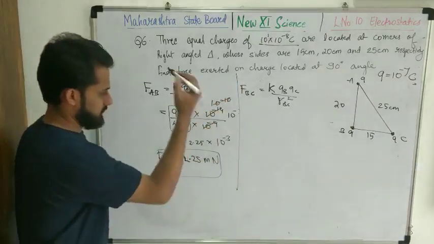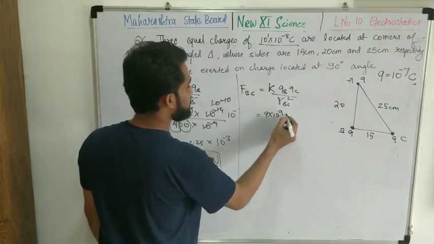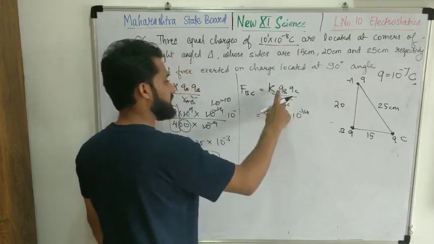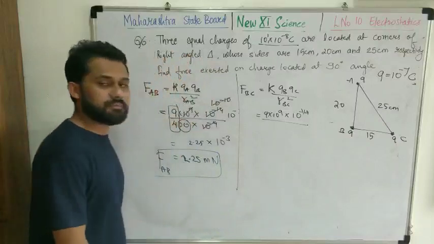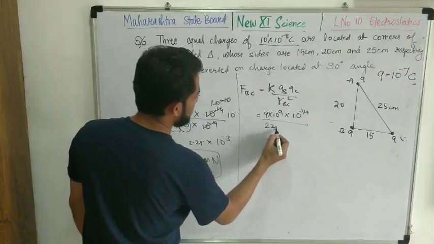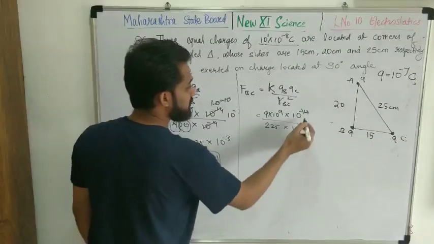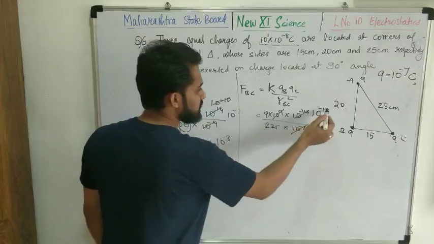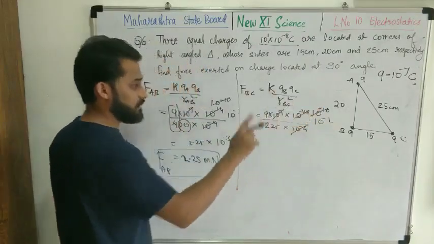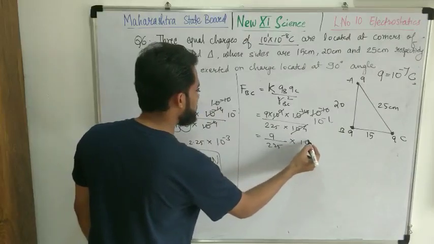This is the force between AB. Similarly, we can calculate the force between BC. 9 times 10 to the power 9, 10 raised to minus 14. Once again, the charges are equal, but the distance is different. This is 15, and the square of 15 is 225 into 10 raised to minus 4, because again it is in centimeters. 10 raised to minus 4 and 10 raised to minus 14 will become minus 10. 10 raised to 9 times 10 raised to minus 10 is 10 raised to minus 1 once again.